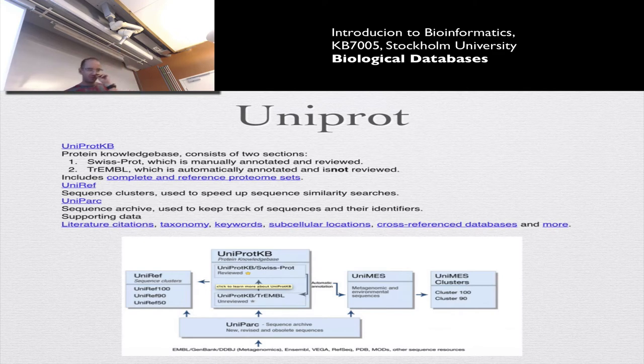So, really, UniProt is where you end up with if you want to look at a protein, you want to figure out what it does. And of course, every entry here has links to every other database or many other databases. So if there is a structure known on this protein, you have a link to PDB.